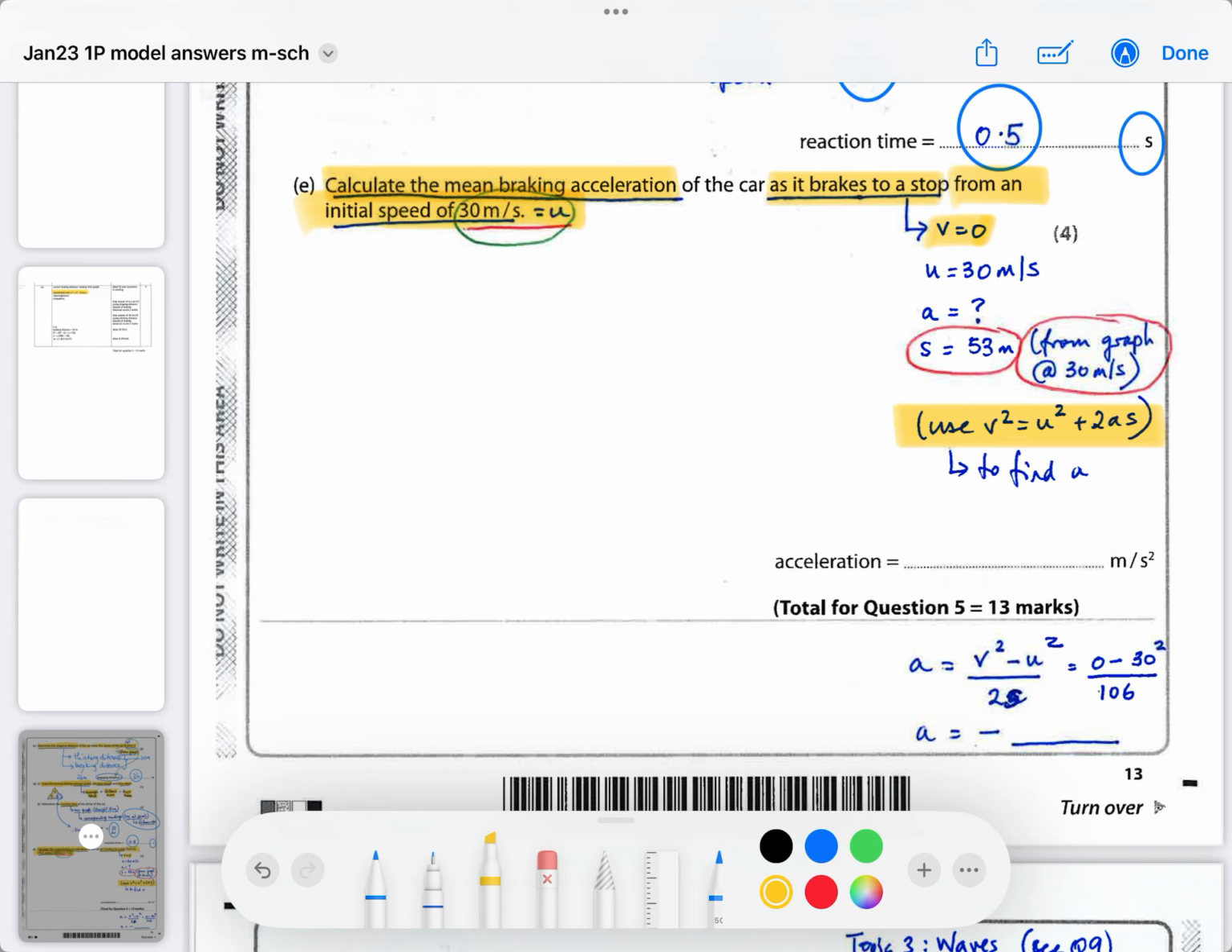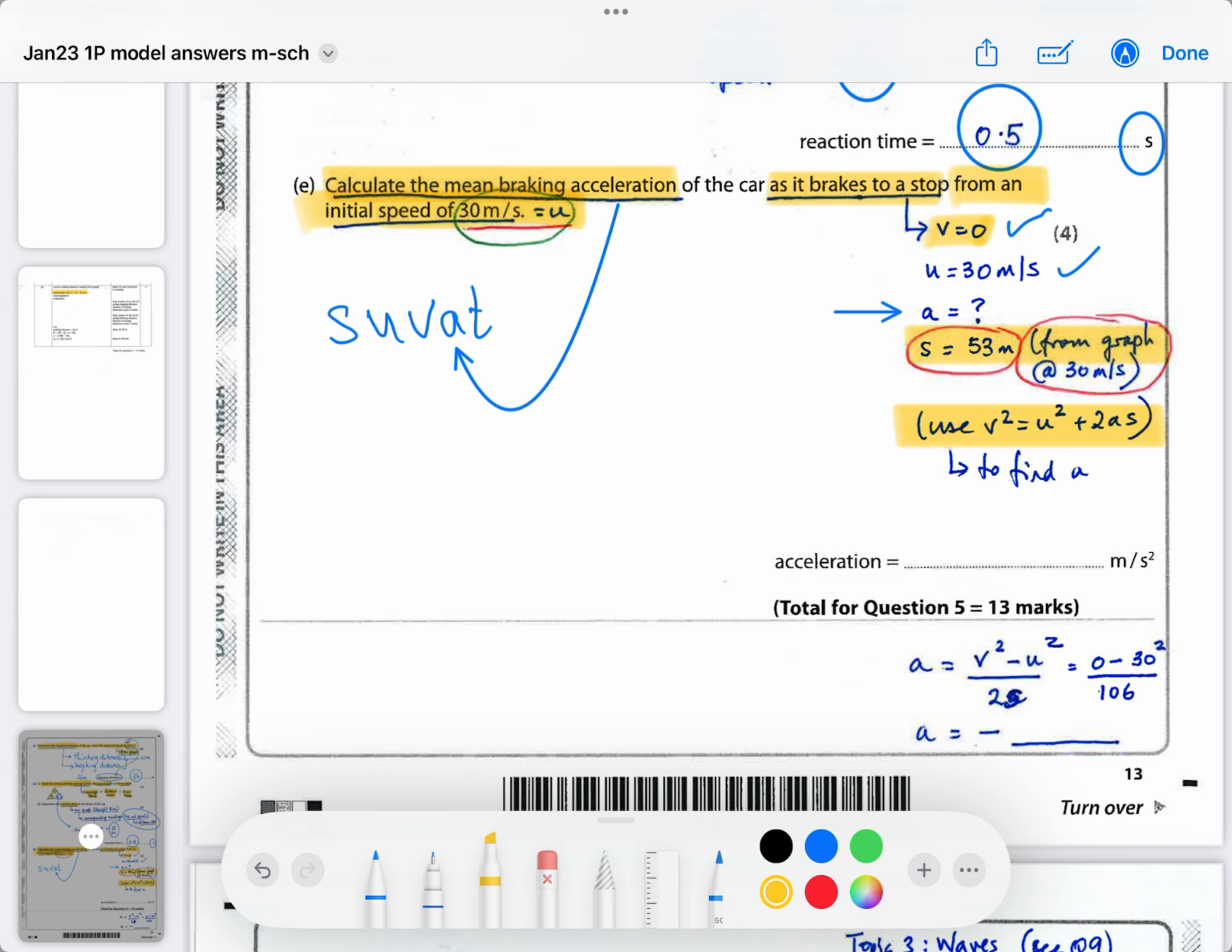If you remember your SUVAT, we call these the SUVAT equations: S, U, V, A, and T, where S is distance, U is initial speed, V is final speed, A is the acceleration. So we want to work out A. Now we know V will be 0 because it's come to a stop. We know U is 30 meters per second because they told us. We don't know A, we want to find A. And we can work out what S is from the graph.